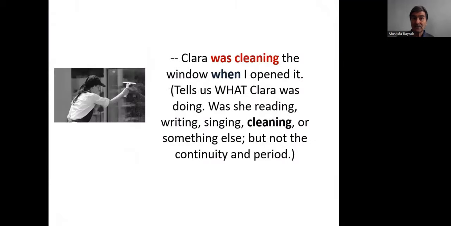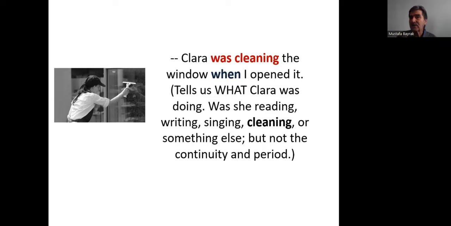Okay, now attention, please. Clara was cleaning the window when I opened it. So here in past continuous tense, just the action is important. Was she writing something? Was she eating something? Was she drinking something? Was she speaking? Was she cleaning? Yes, we just want that continuous action in the past.